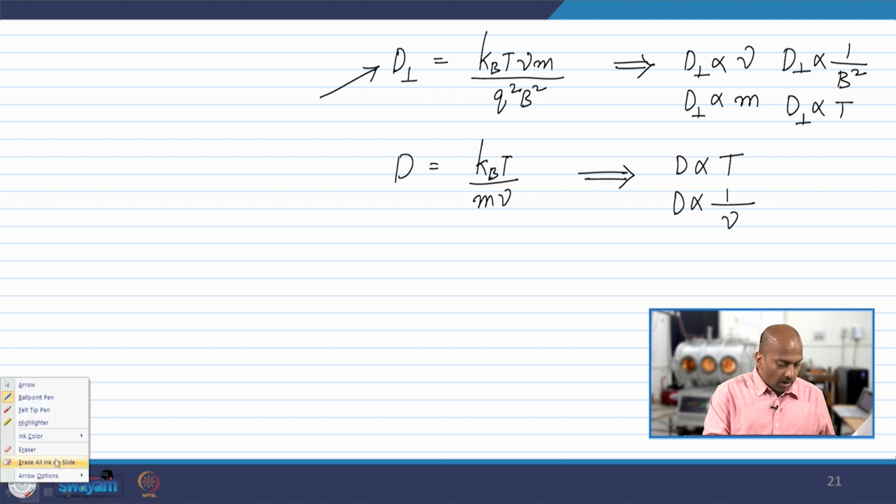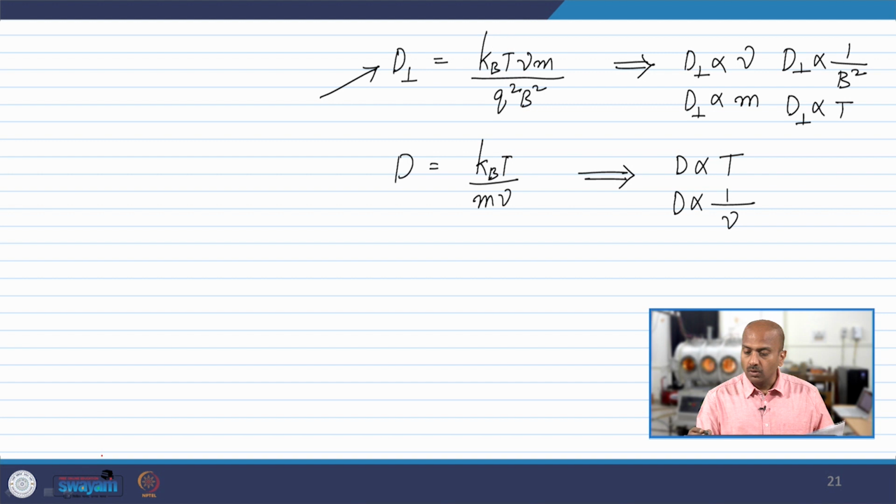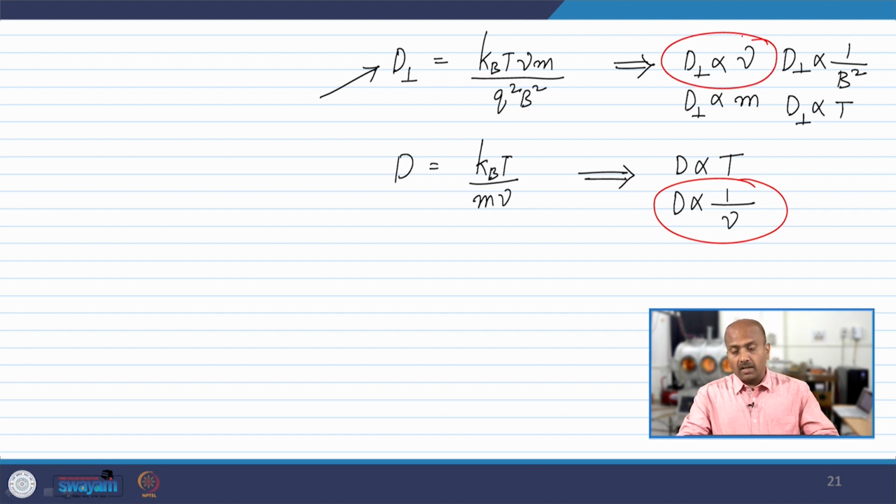Let us try to highlight the key differences between these two. One important difference is that the diffusion coefficient is proportional to the inverse of collisional frequency when there is no magnetic field or when the magnetic field is parallel, whereas the diffusion coefficient is directly proportional to the collision frequency in the presence of magnetic field, in the perpendicular diffusion coefficient.